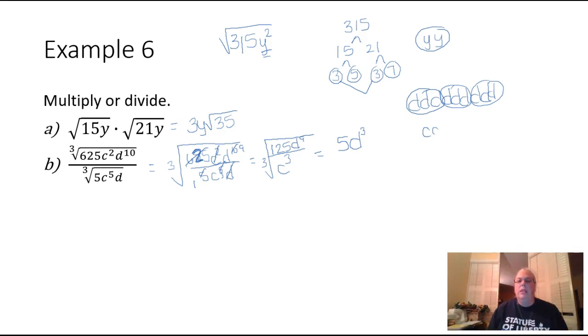And then for my c to the 3rd, there's my group of 3. It was in the denominator, so it's going to stay there. And I don't have any left over, so it looks like nothing's going to stay in the radical. And this fraction is now in simplified form.